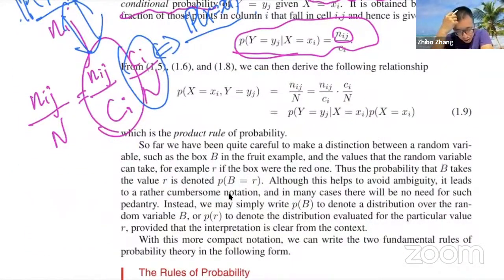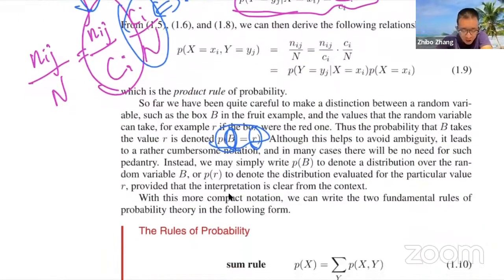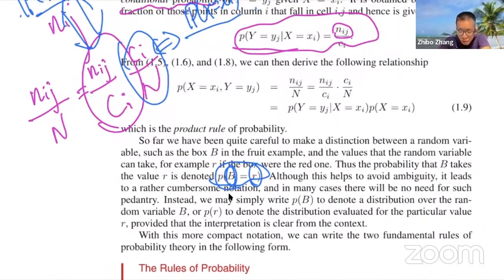Which is the product rule of probability. So far, we have been quite careful to make a distinction between a random variable, such as the box capital B in the fruit example, and the values that a random variable can take. For example, small r, if the box were the right one. Thus, the probability that B takes the value r is denoted by P(B = r). The first part here is the random variable, and the second part is the value that the random variable takes. Although this helps to avoid ambiguity, it leads to rather cumbersome notation.